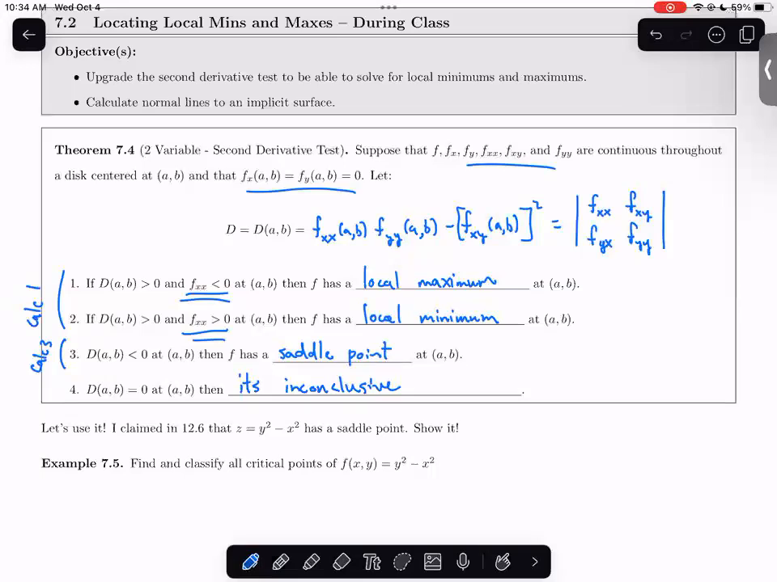And so we'll see in all of our examples, it turns out that if the second partial derivative with respect to x is less than 0, then it'll also be true that your second partial with respect to y is less than 0. It aligns nicely with calculus 1. Back in calculus 1, we only had x's, but this theorem works perfectly fine if you use y's there instead.